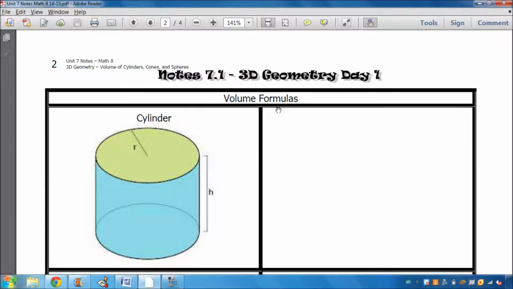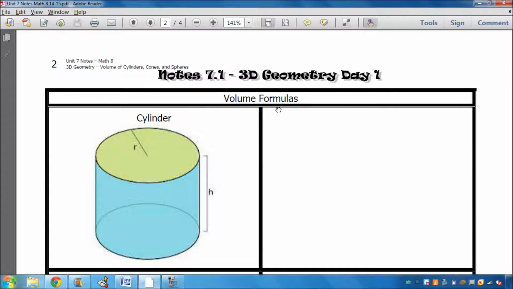So the only three that we're going to be talking about in this lesson are cylinders, cones, and spheres, and we're only going to be talking about the volume. So how much a cylinder can hold inside of it, how much can a cone hold inside of it, how much can a sphere hold inside of it.